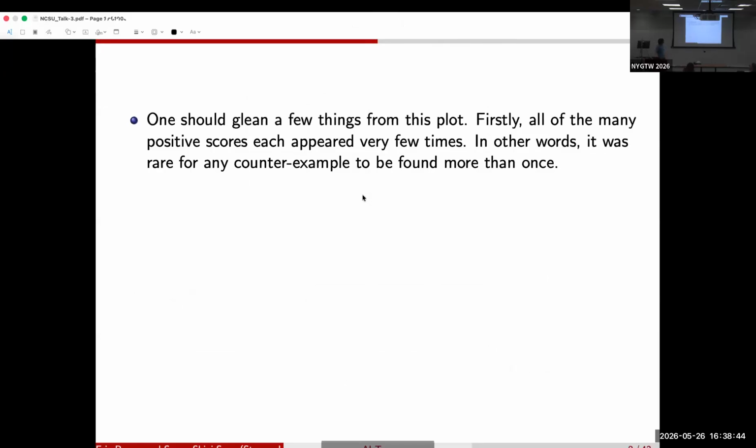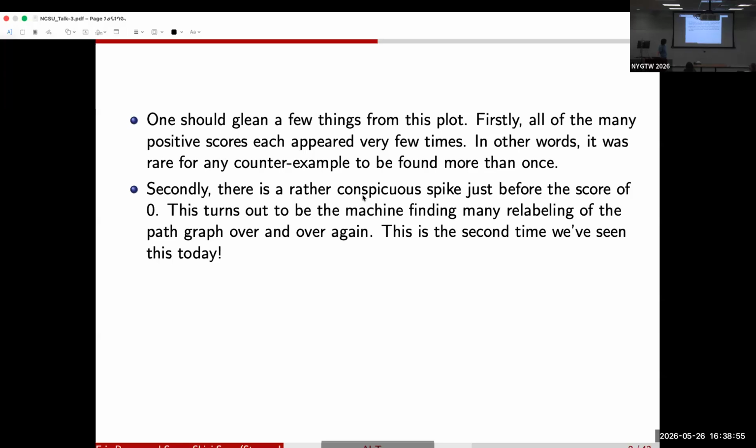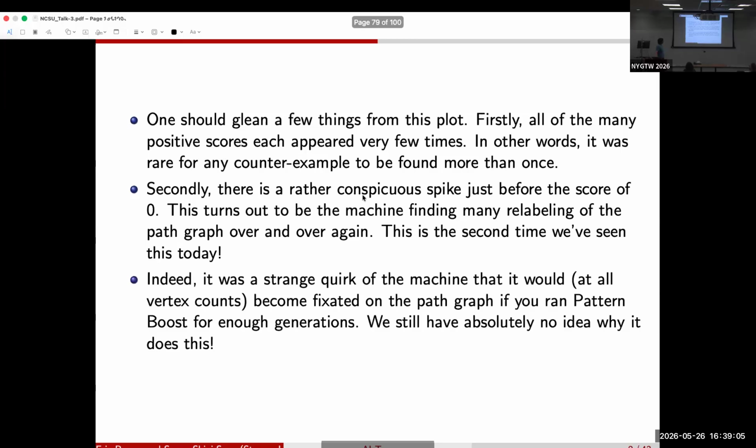All right, so one should glean a few things. First of all, of the many positive scores, each appeared very few times. In other words, it was rare for any counterexample to be found more than once. Secondly, there's a rather conspicuous spike just before the score of 0. This turns out to be the machine finding many relabelings of the path graph over and over again. This is the second time we've seen this.